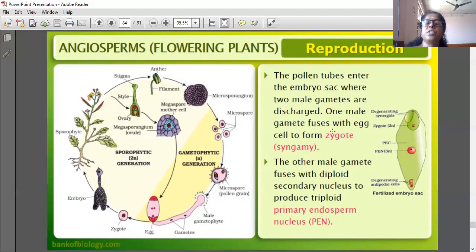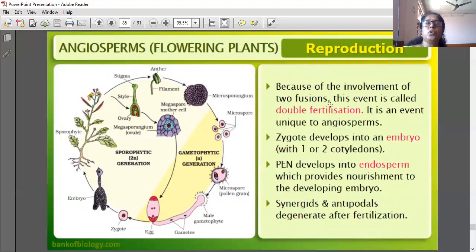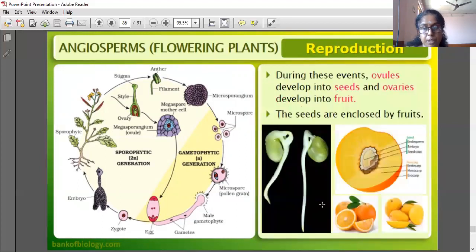One male gamete fuses with the egg cell to form the zygote, and the other fuses with the secondary nucleus to form the primary endosperm nucleus. PEN means primary endosperm nucleus. So two fertilizations take place here, so it is called double fertilization. From that, the zygote develops into the embryo and the primary endosperm nucleus develops into endosperm. Synergids and antipodals degenerate after fertilization.